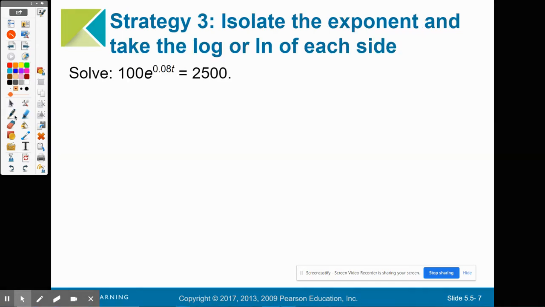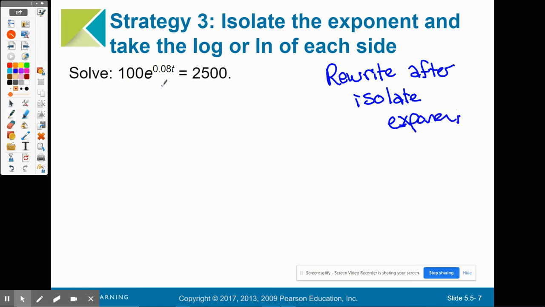Okay, well, what about this one? What could we do here? Well, we could do the rewriting. I'll show you what that would look like. You cannot rewrite until you isolate the exponent. Rewrite after you isolate the exponent. So the first thing you would have to do is divide both sides by 100. We'd have to get that exponent all by itself. You would get e to the 0.08t equals 25.